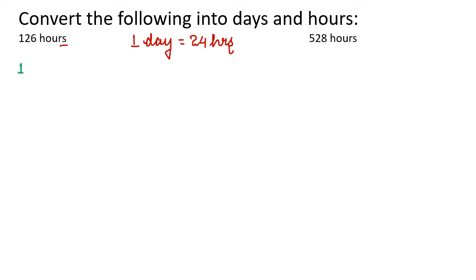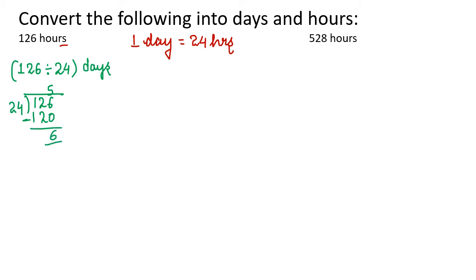So, we will divide the given number by 24. So, 126 hours will be equal to 126 divided by 24 days. Now divide 126 by 24. 24 fives are 120. Subtract them. Remainder is 6. So here we got 5 as quotient, means 5 days, and remainder is 6. So it will be 6 hours. Therefore, 126 hours is equal to 5 days, 6 hours.